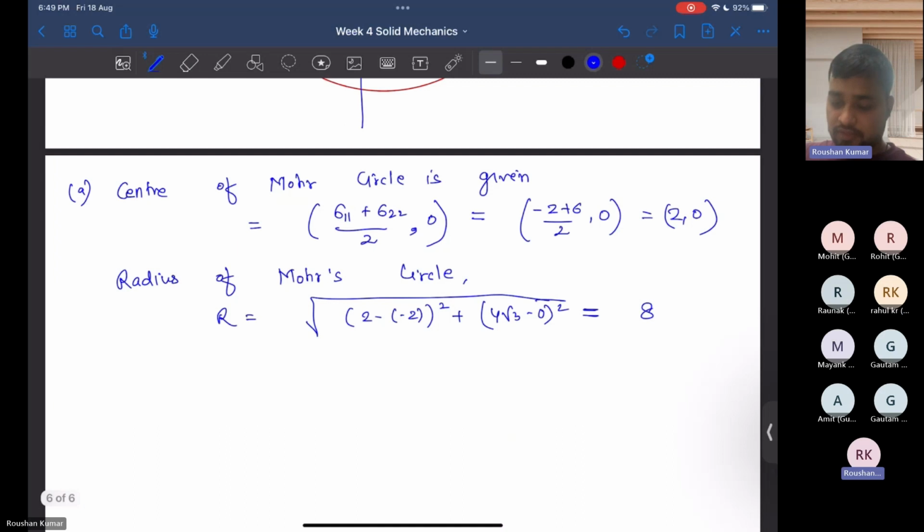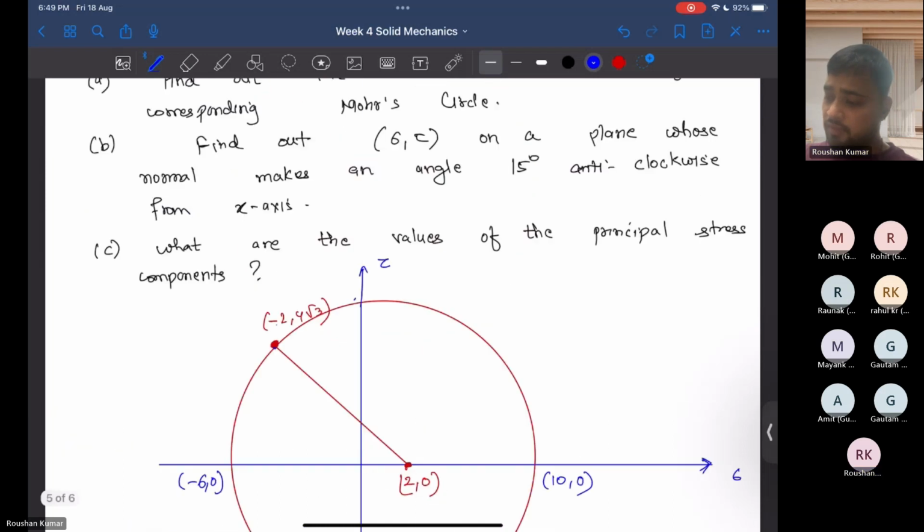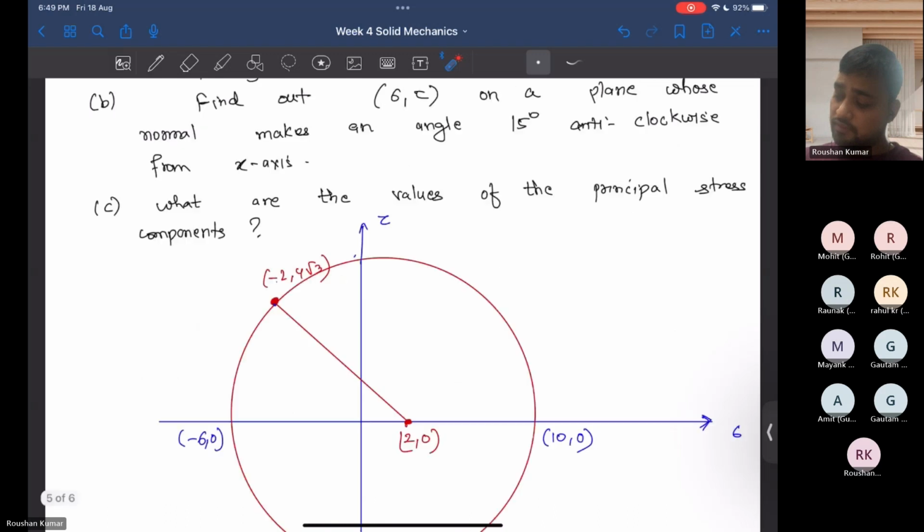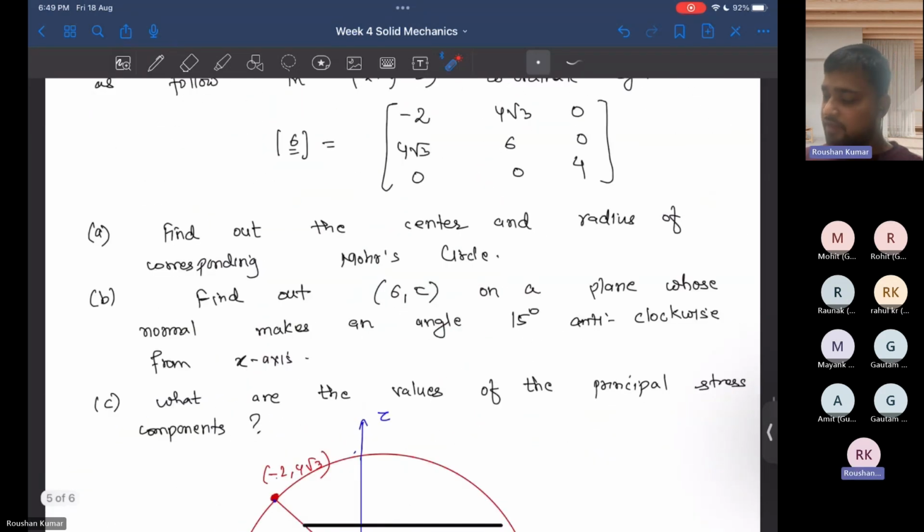Now coming to the next question. The first question we already got the result for, the center and the radius of the corresponding Mohr circle. And the second question is find out the sigma and tau on a plane whose normal makes an angle 15 degree anti-clockwise from the x-axis. So the question says that we have to find sigma and tau on a plane whose normal makes an angle 15 degree anti-clockwise from the x-axis.